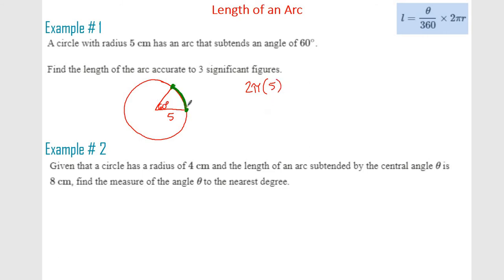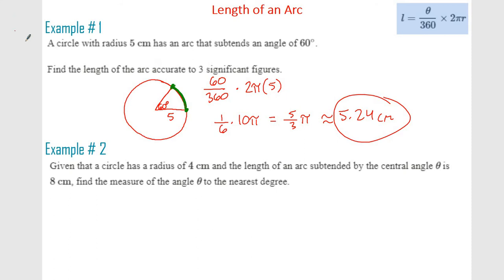But we only want this little angle of it. The whole circle represents 360, and we only want 60 degrees of it. That's why we multiply by 60 over 360. It's a proportion. This formula is in your formula booklet, but that's all we're doing here, taking a proportion of the whole piece, 60 degrees of 360. That's essentially 1/6 times 10 pi. The exact answer would be 5 over 3 pi. We want it in 3 sig figs, so we plug that into our calculator and we get 5.24 centimeters.